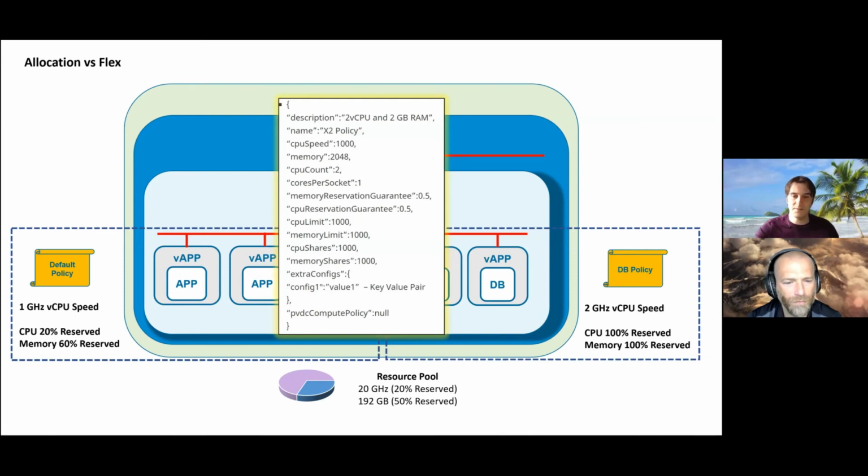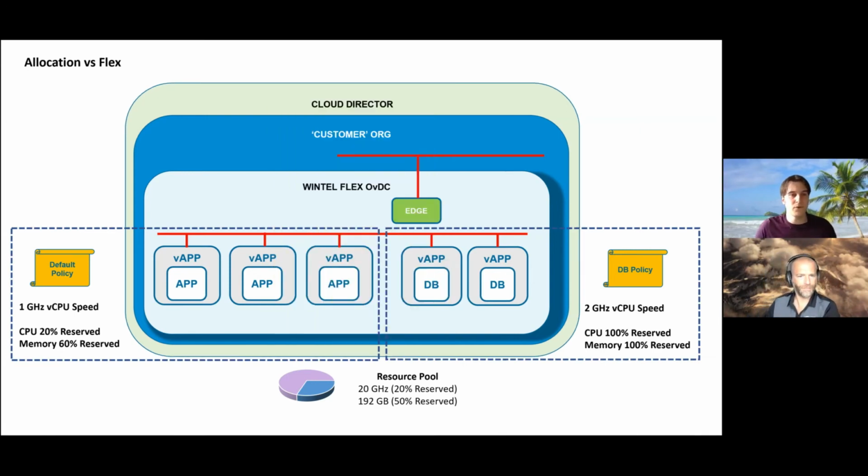So imagine our default position, going back here. On the left-hand side, our vCPU speed is 1 gigahertz. And this is the default. When we created that for the first time, that's what we set. And we reserved 20% CPU, 60% memory. And then along comes this database policy, DB policy, on the right-hand side. Actually, if a customer is deploying a database workload, I'm going to reserve everything.